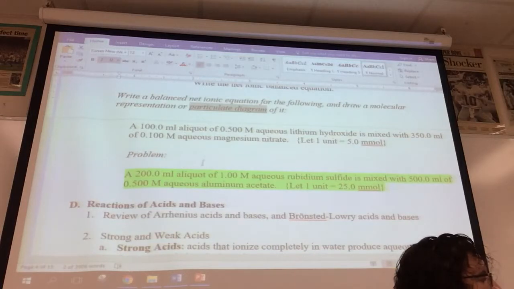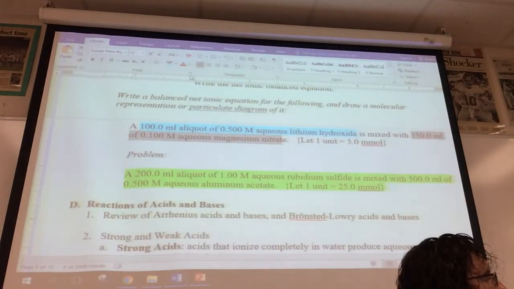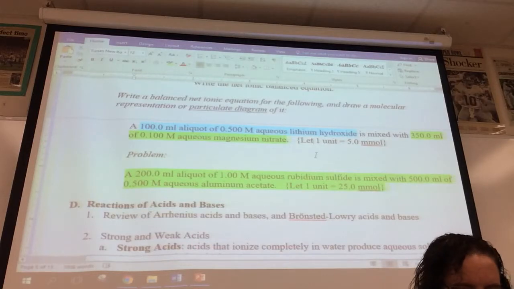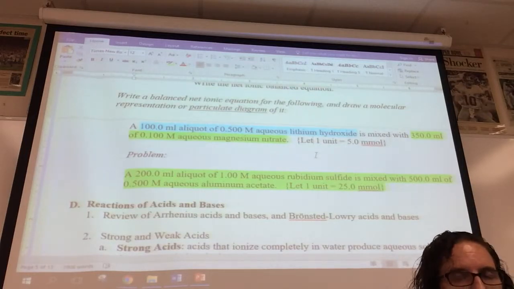In this one, it says you have a 100 mL aliquot of 0.5 molar aqueous lithium hydroxide. That's one piece of information. It's mixed with 350 mL of 0.1 molar aqueous magnesium nitrate. And I'm telling you to let 1 unit be 5 millimoles. I'll explain what that means, and I'm going to walk you through this one in terms of what it's asking and what the expectations are. In your practice quiz, which I'll give you today, your part 2 question will be very similar to this, as well as many of the other concepts we've discussed in this particular chapter.